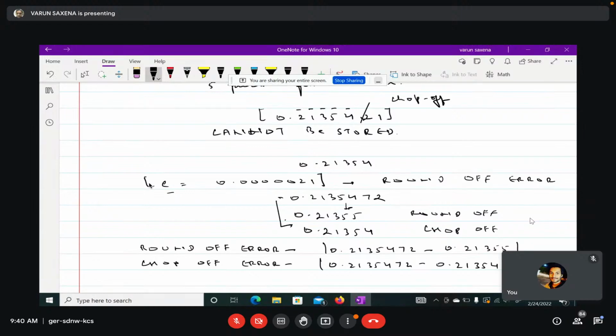If this is the error in our calculation finally, I think we'll be fairly happy to say that the error is of an order of 10 to the power minus 5. After that we don't really care, let it be. But suppose your errors get piled up, and I'll give you a very simple example of it, right?